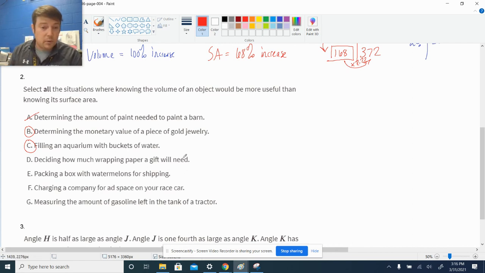Deciding how much wrapping paper a gift will need. That's covering something with wrapping paper. That's clearly surface area. Packing a box with watermelons for shipping. Packing means you're inserting things inside of it. It's a volume situation. Charging a company for ad space on your race car. Your race car has a lot of area, and it's being painted or covered by ad space, and that is a surface area situation. You're not putting things into the car, you're putting stickers on its cover.